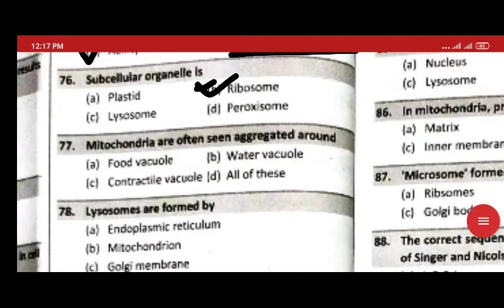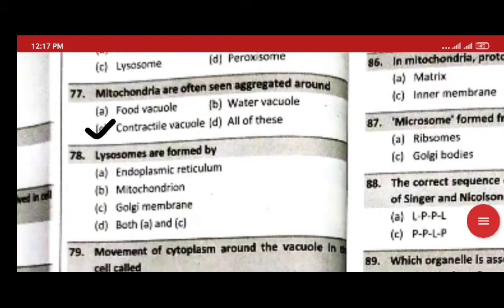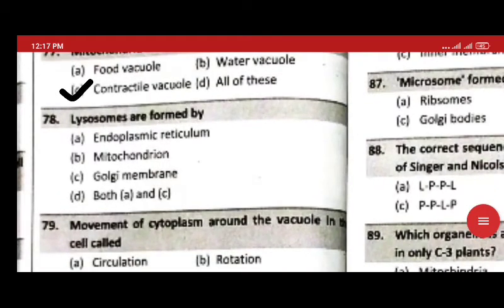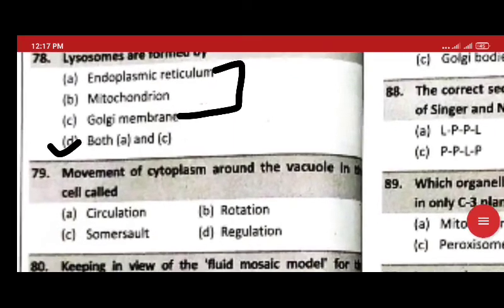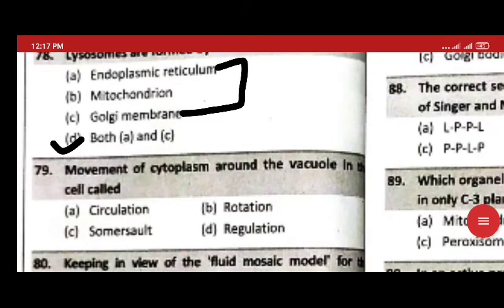Now mitochondria 77. Mitochondria are often seen aggregated around. So mitochondria is near what, contractile vacuoles for the food help. Now lysosomes are formed by. So lysosomes are formed by both ER and Golgi apparatus. So D option is right. Lysosomes, Golgi apparatus and ER.